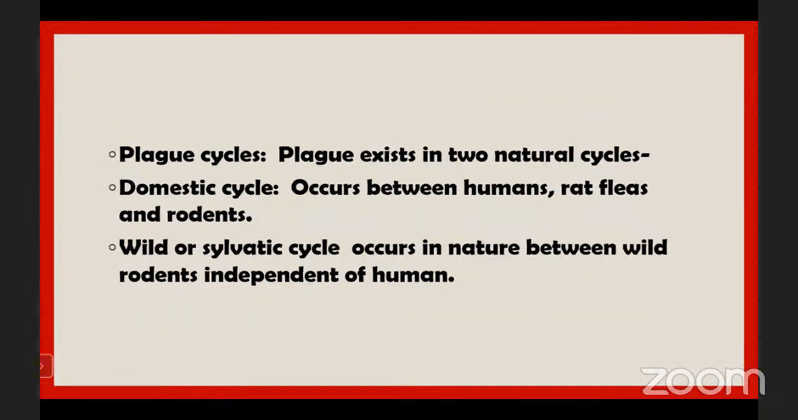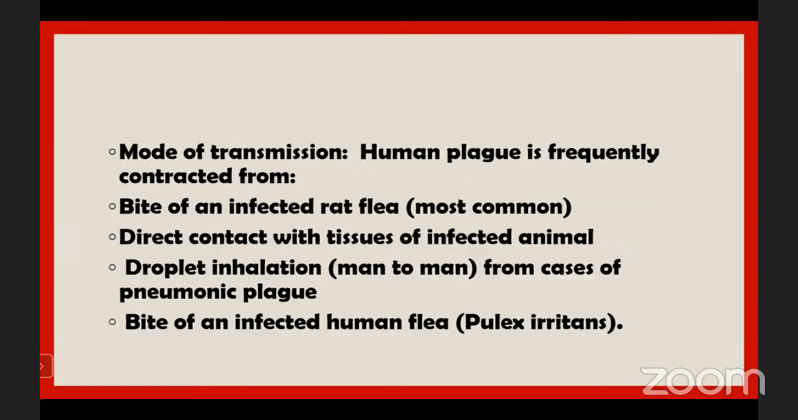Next is the plague cycle. Plague usually exists in two natural cycles: the domestic cycle and the wild sylvatic cycle. The domestic cycle occurs among humans, rats, fleas, and rodents. The wild sylvatic cycle occurs in nature between wild rodents, independent of humans.